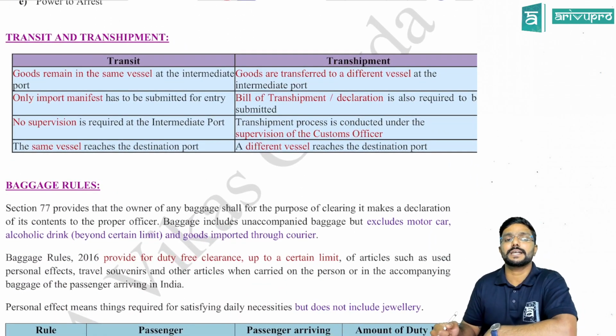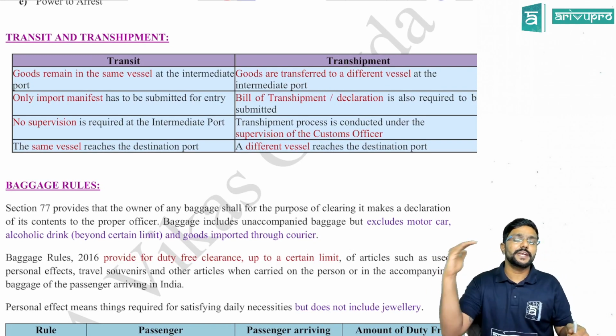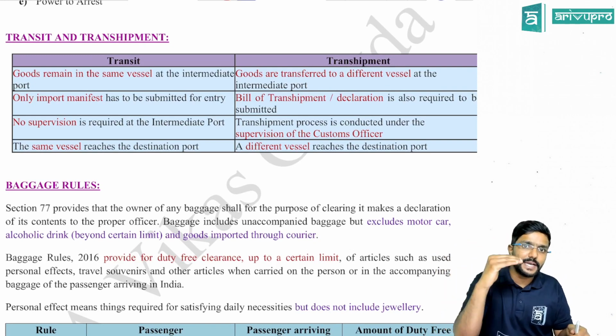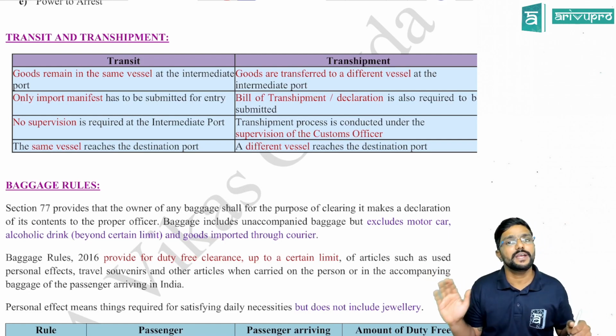Then transit and transshipment. Transit. Whenever the goods are coming into India in a ship, in the Indian port, it is just halted and it will continue to a foreign destination. In that case, we call it as transit in India, and in that case, no duty would be levied.